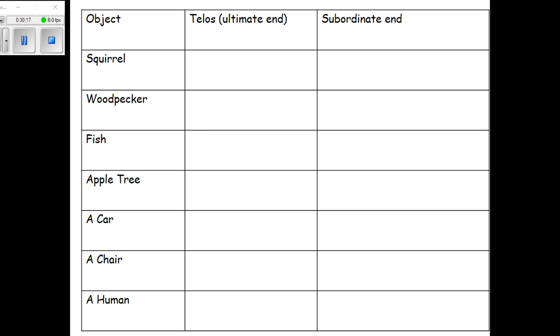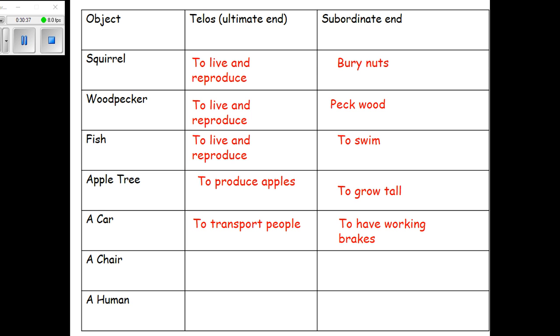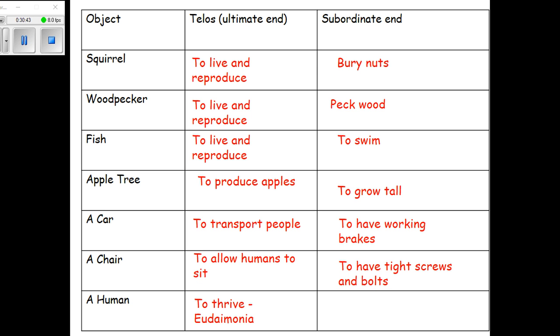Okay, so a squirrel, telos, we might say to live and reproduce. Subordinate end, bury nuts. Woodpecker, to live and reproduce. Subordinate end, peck wood. It does it in a different manner. Fish, to live and reproduce. Subordinate end, to swim. Apple tree, telos, to produce apples. Subordinate end, grow tall so we get sunlight. A car, ultimate end, to transport people. Subordinate end, to have working brakes. A chair, to allow humans to sit. Subordinate end, to have tight screws and bolts.